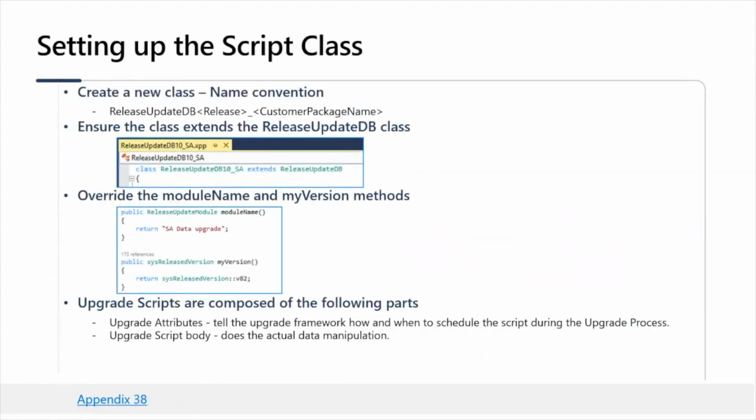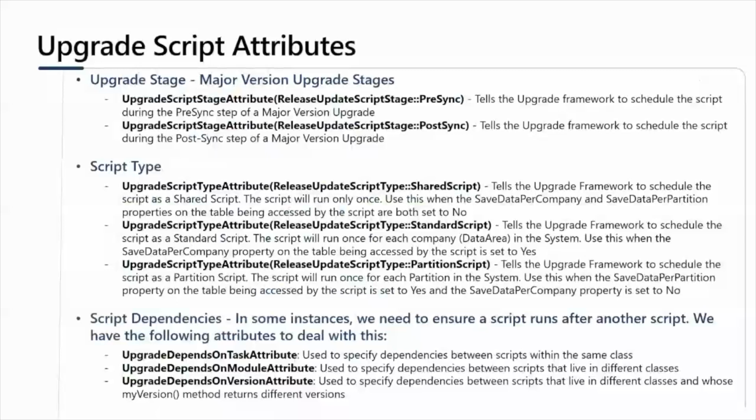Here is an example of how you can write a script class extending the release update DB class in your custom package, which will be executed during the upgrade run. Here you can see the details about different upgrade script attributes. These attributes describe different stages, script types, and script dependencies.